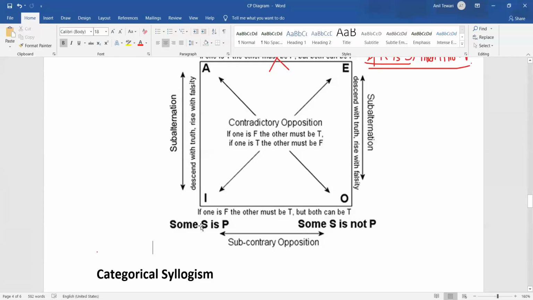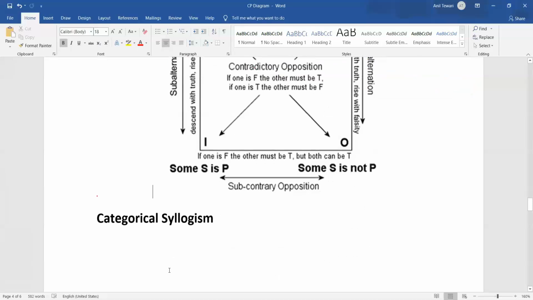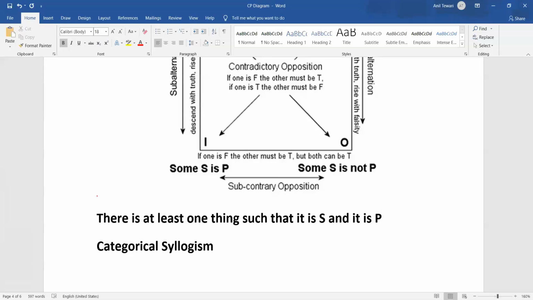Now, if we consider the subject class as being empty, then what will happen? This becomes false. So when you say conjunction, let me reformulate the I proposition: there is at least one thing such that it is S and it is P. So look at this, it is S and it is P. This is conjunction.